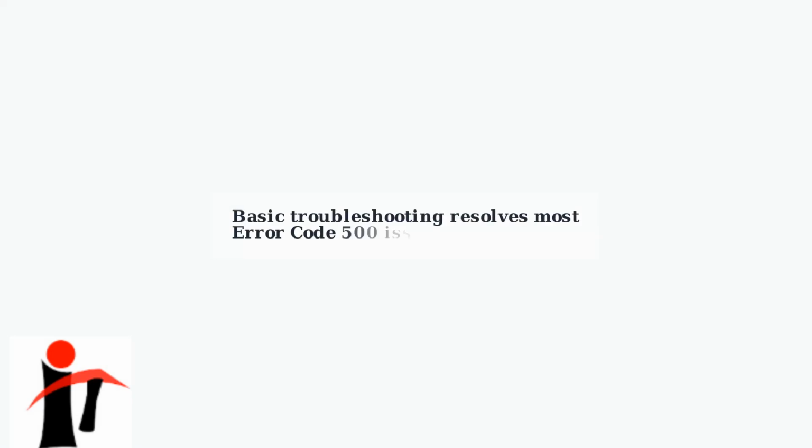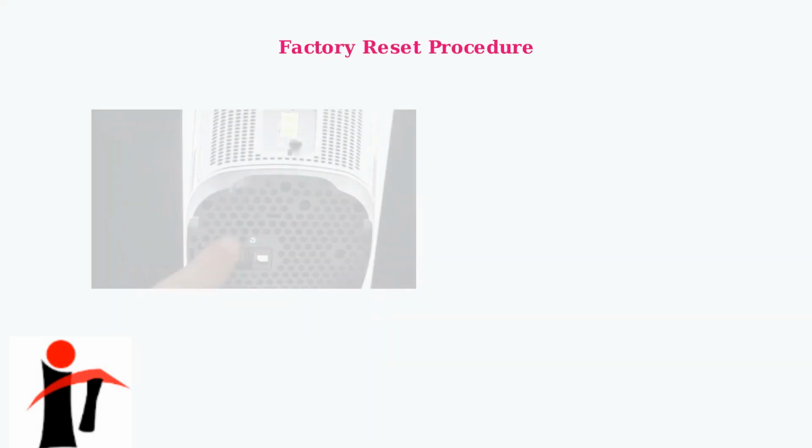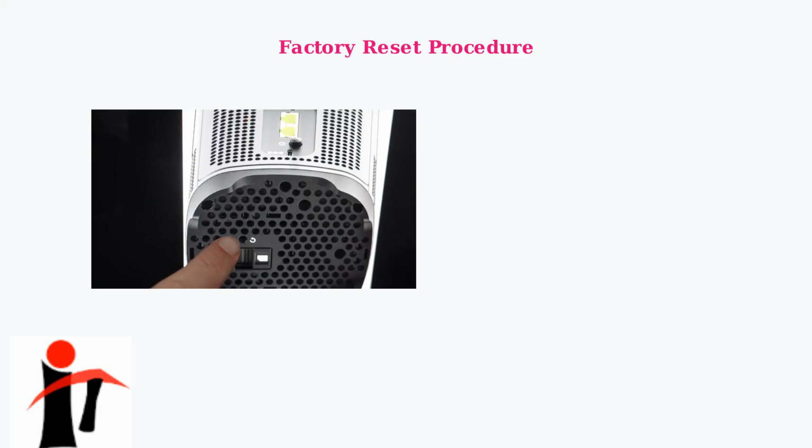These initial troubleshooting steps resolve most error code 500 issues. If the problem persists after trying these basic solutions, more advanced reset procedures may be necessary. If basic troubleshooting doesn't resolve error code 500, the next step is performing a factory reset. This will restore your gateway to its original settings and often resolves persistent connection issues.